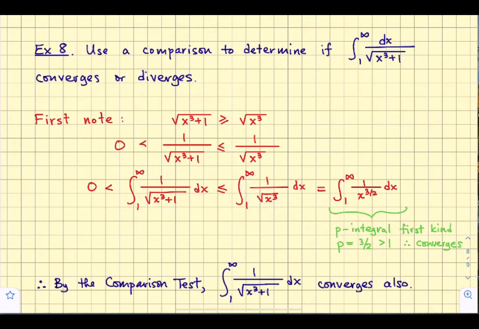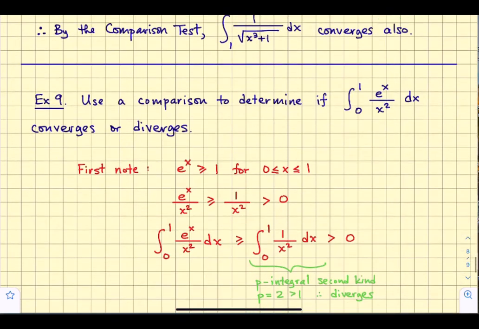This is an integral we're familiar with. We could just rewrite this as a p integral of the first kind with p equals 3/2, which is greater than 1. Therefore, this integral converges. And this integral is less than or equal to this integral, and everything's positive. So this integral must also converge by the comparison test.